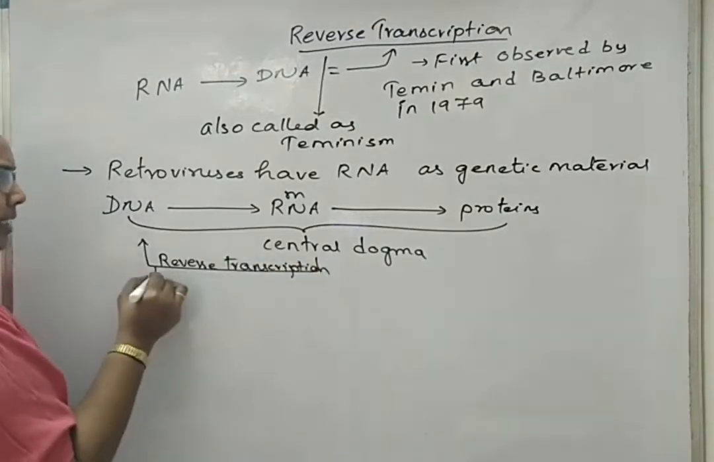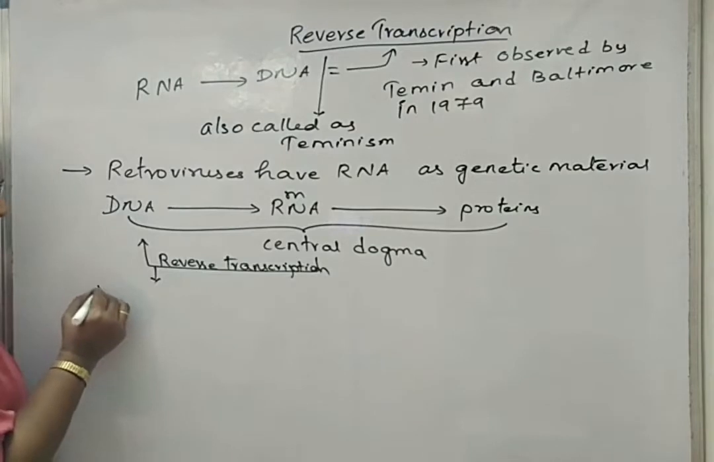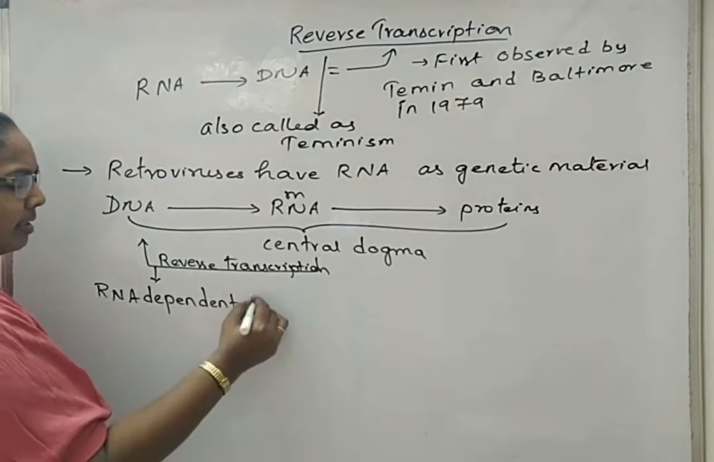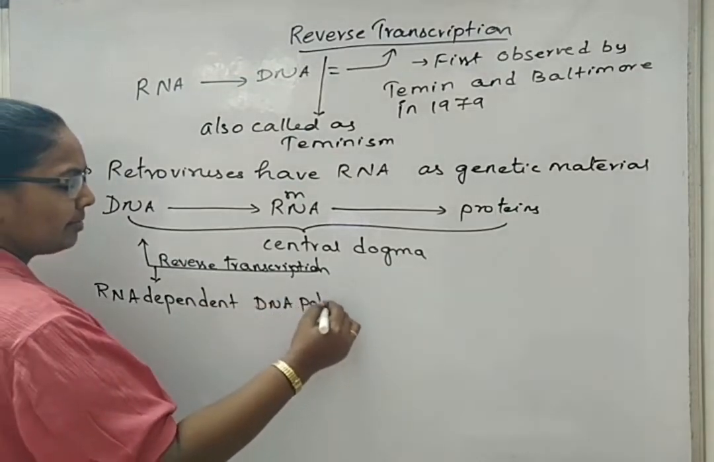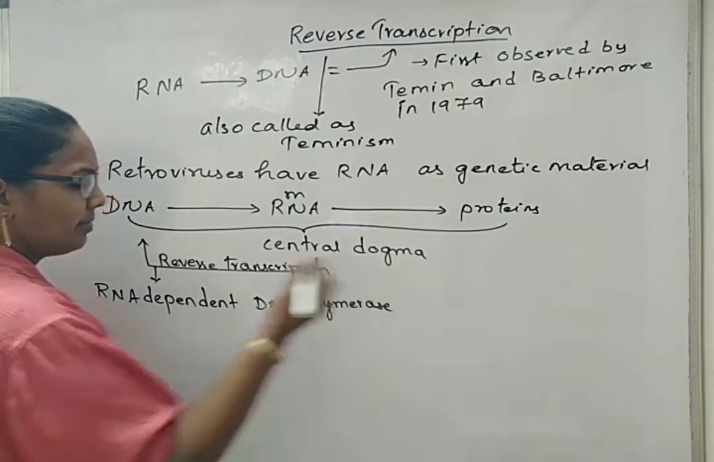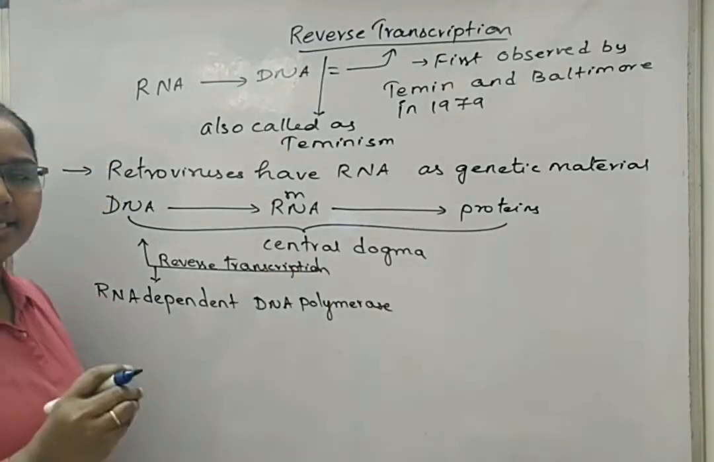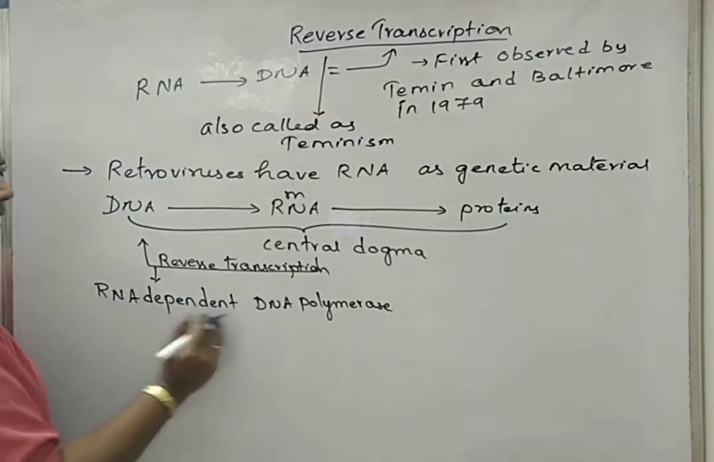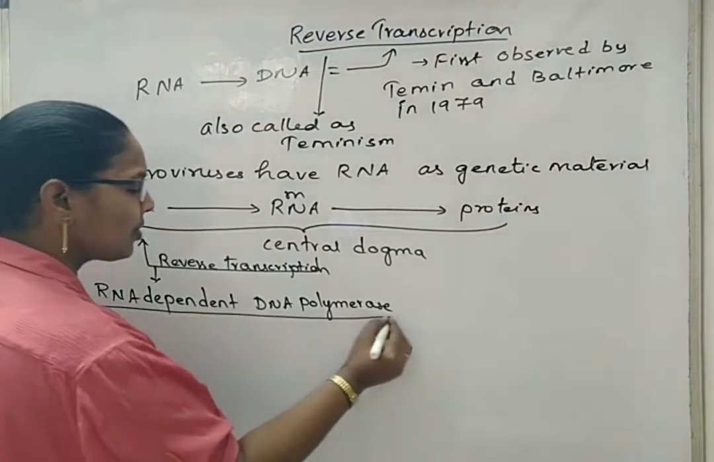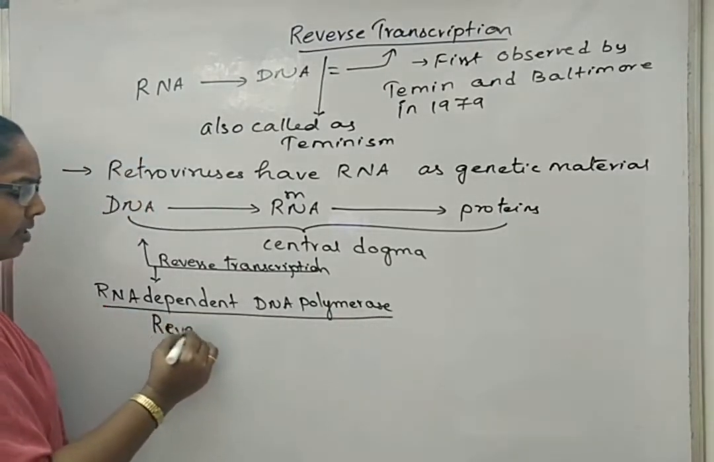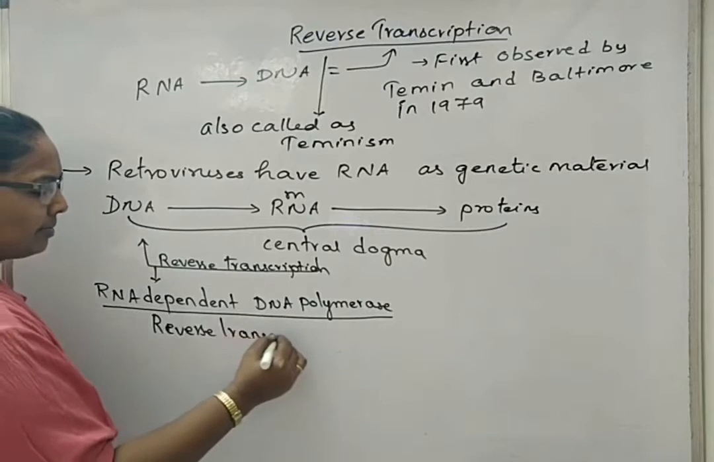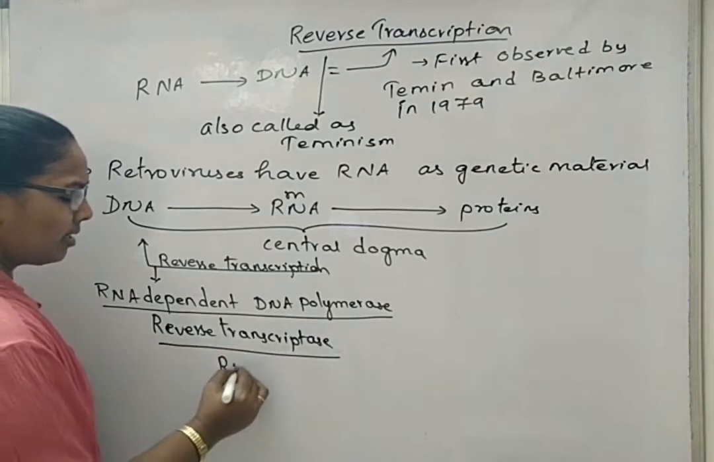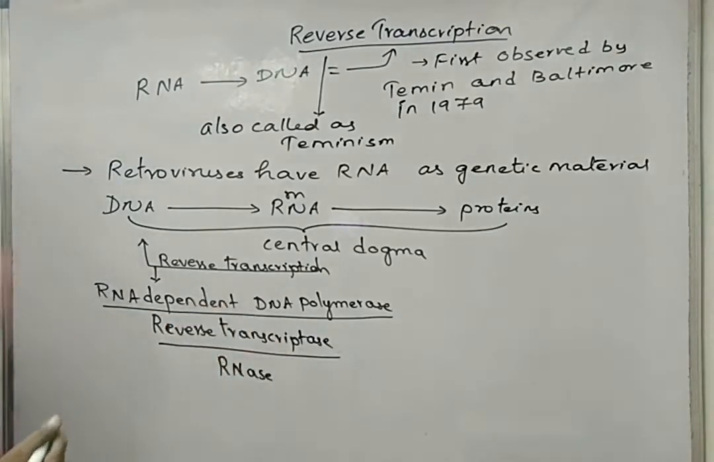For this process, it needs an enzyme called RNA-dependent DNA polymerase. In transcription, we have seen the existence of RNA polymerase 2. But here we are seeing RNA-dependent DNA polymerase, which is also called reverse transcriptase. This is also called RNase.